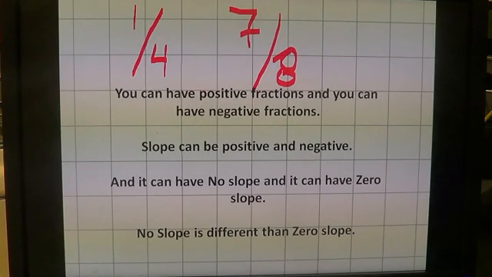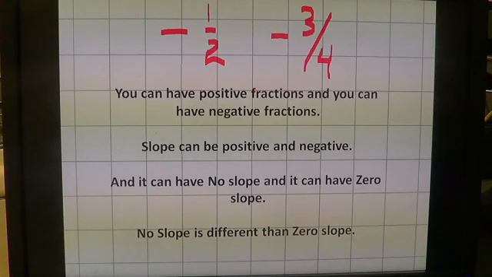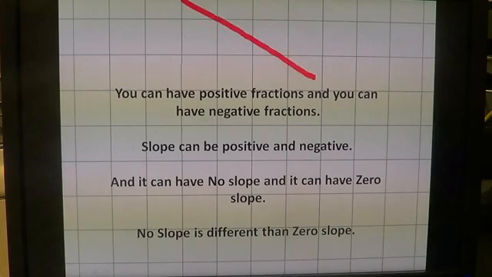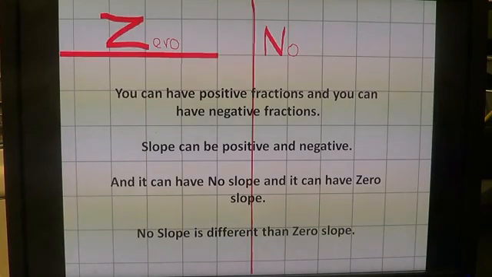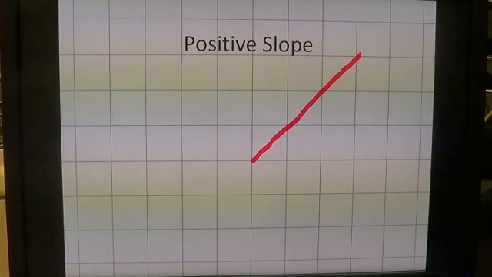They can be positive and negative. We can have positive fractions, we can have negative fractions, we can have positive slope, negative slope, we can even have 0 and no slope. Positive slope, that's when, here I have a positive 1 here, and I have a positive 1 here, and so this is just a rise of 1 over a run of 1, and so this would be a positive 1 slope. I can have a run of 2 here, and a rise of 2, and 2 over 2 is the same thing as 1, and so that's still a positive 1 slope.